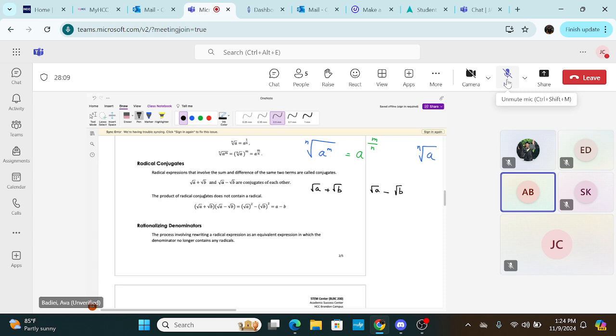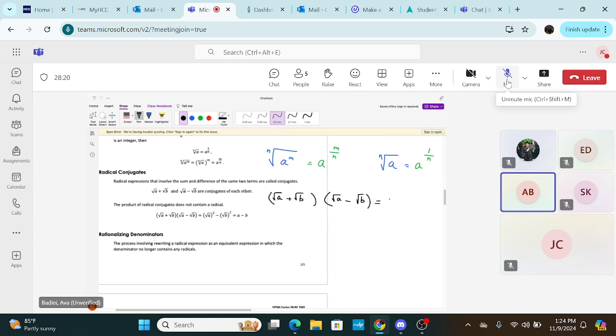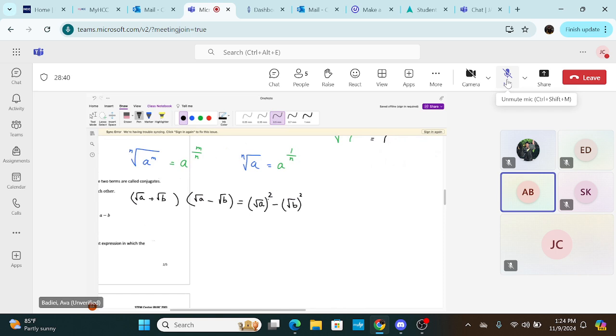When we multiply these conjugates, your final answer is going to be your first term squared. So in this case, it will be the square root of a squared. There is always a minus here, and then the second term squared, so the square root of b squared. And then when we try to simplify these, powers and radicals cancel. So you're going to have a minus b.